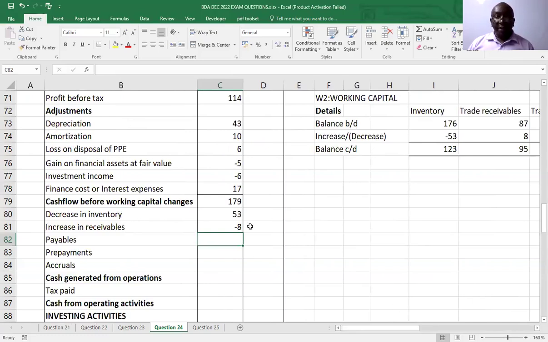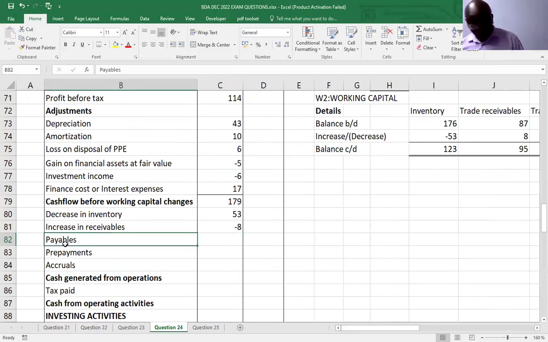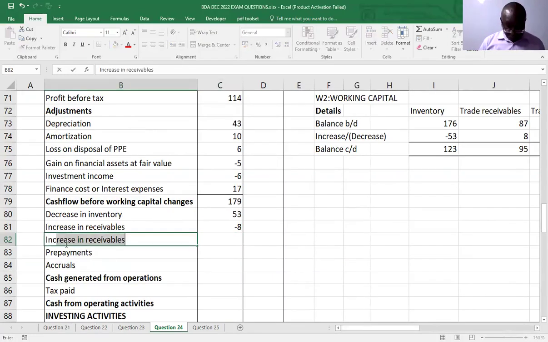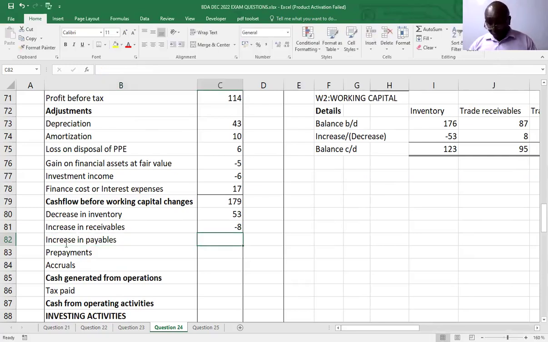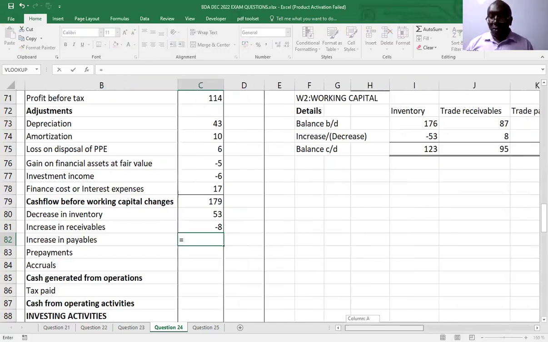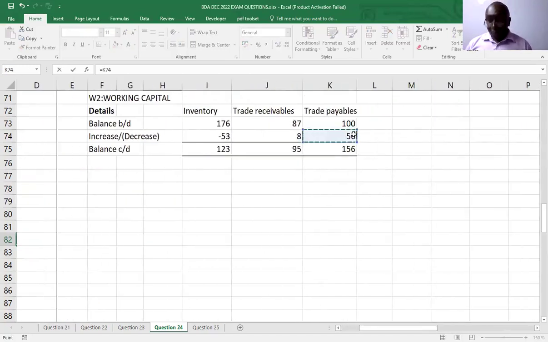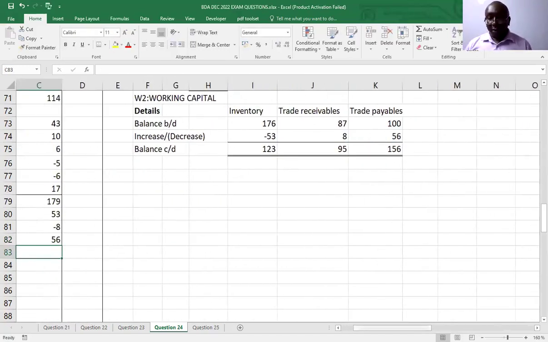That money is coming in. So increase in payables. So the increase in payables, that money is coming in. So tuende tuichukue huku that way.